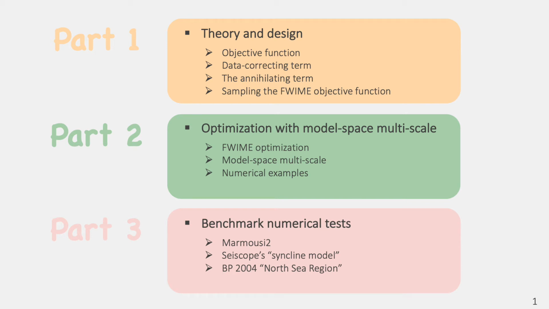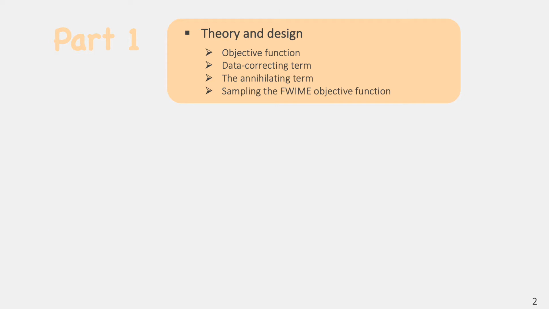Welcome back to our video series on FWIME, and today we're still in part 1 entitled Theory and Design. So we previously saw how we constructed our objective function, and in this objective function we introduced two features, the data correcting term and the annihilating term. In the last video we explained how we computed our data correcting term, and in this video we're going to show you how to gradually reduce the contribution of this data correcting term while still ensuring phase matching between observed and predicted data. And indeed, this will be achieved by adding an annihilating term.